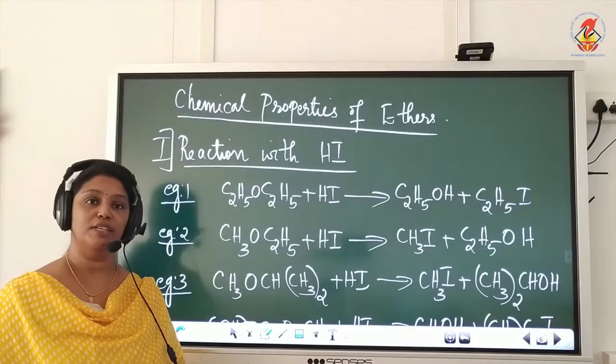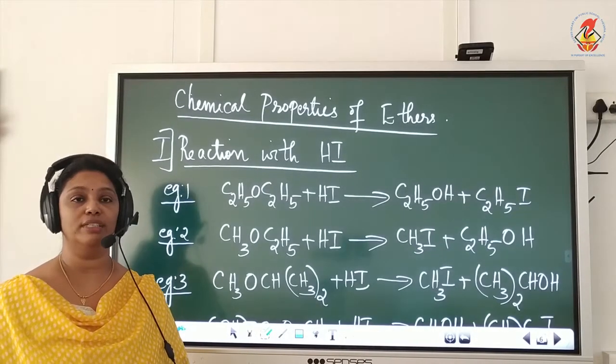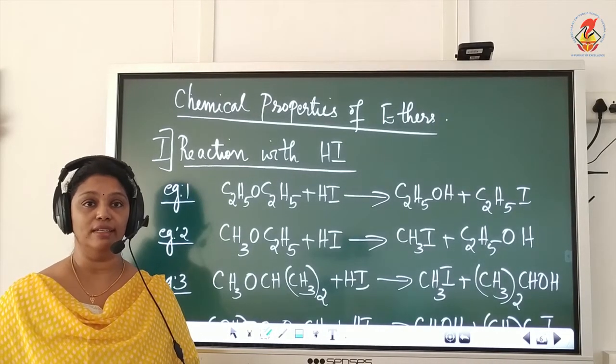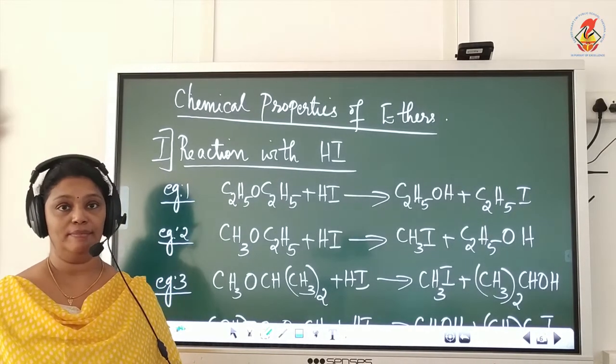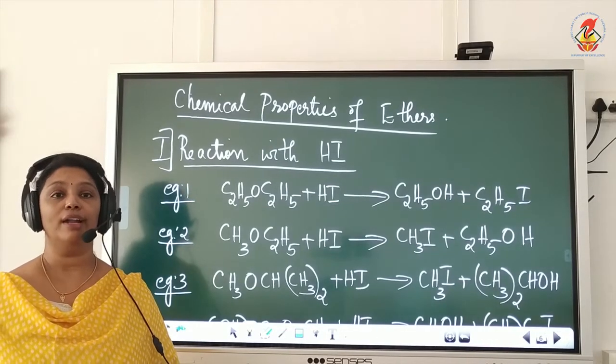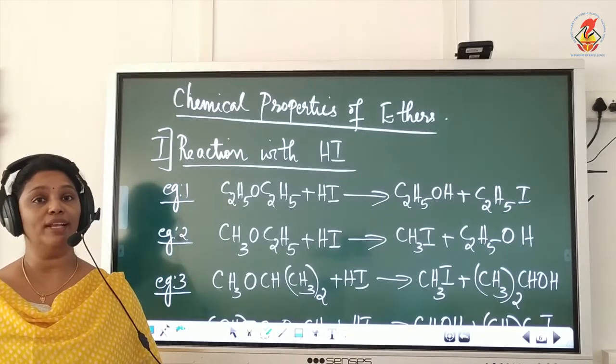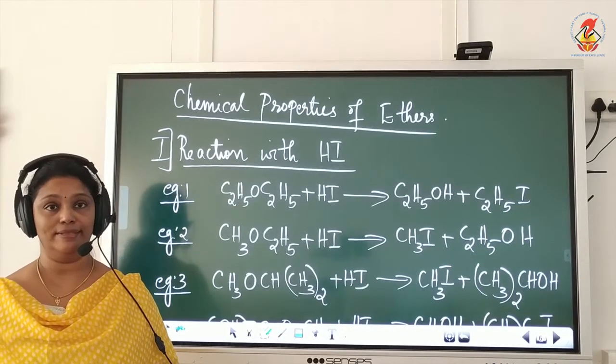Now, under chemical properties of ethers, we have two important chemical properties to be discussed. First is reaction of ether with hydrogen halide, that is with hydrogen iodide or hydrogen bromide. And second chemical property is electrophilic substitution reactions of ethers.